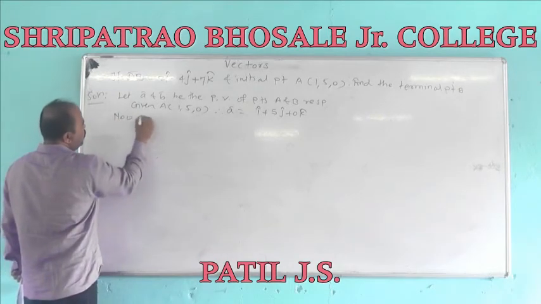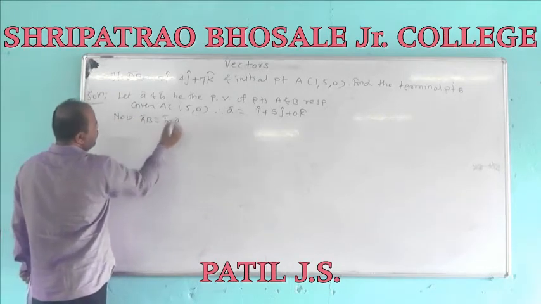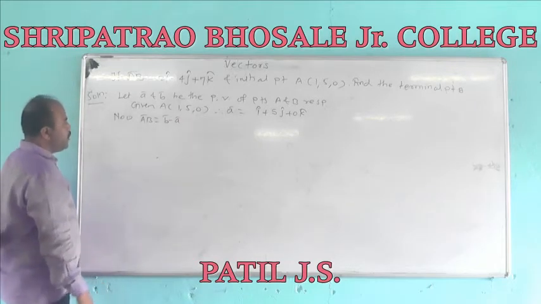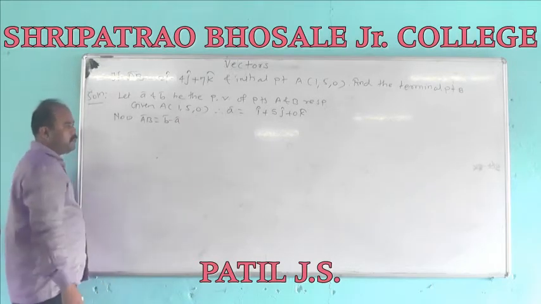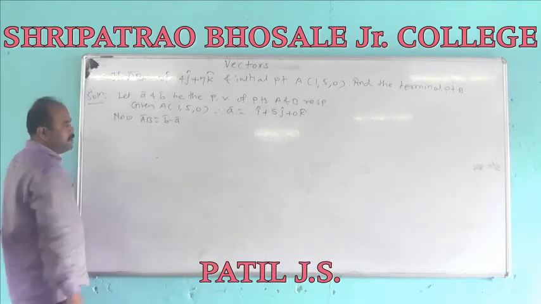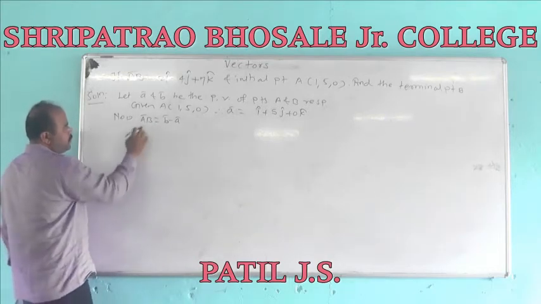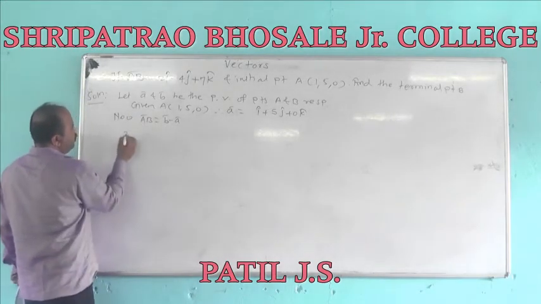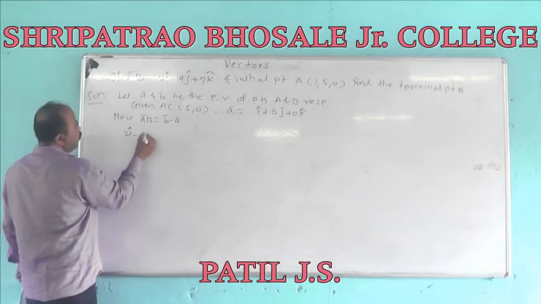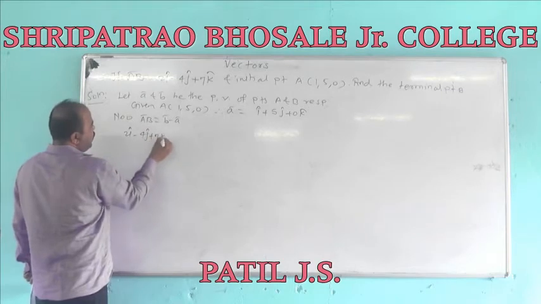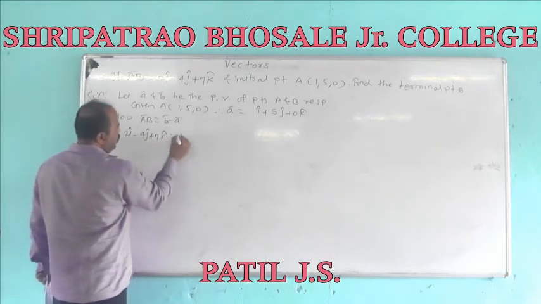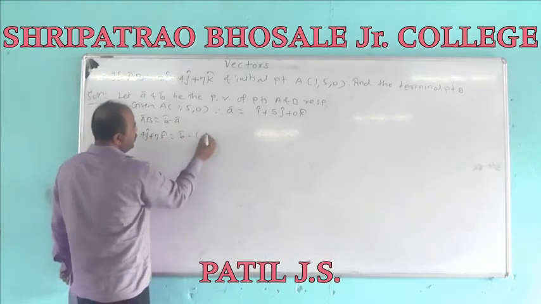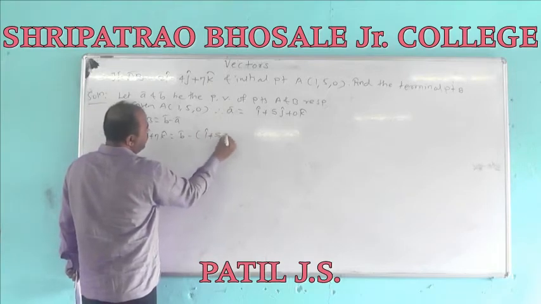Now this AB bar is equal to B bar minus A bar. That means it is the position vector between two points, joining the two points A and B. But given this AB bar is equal to 2i cap minus 4j cap plus 7k cap, equal to B bar minus i cap plus 5j cap.